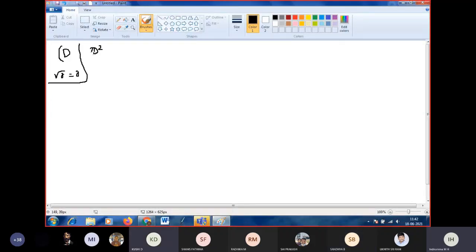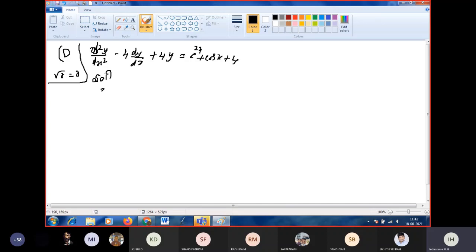d square y by dx square minus 4 dy by dx plus 4y is equal to e to the power 2x plus cos x plus 4. This will come under mixed types. Okay, so please look at here. I thought of solving these problems only. Okay, right. Solution.